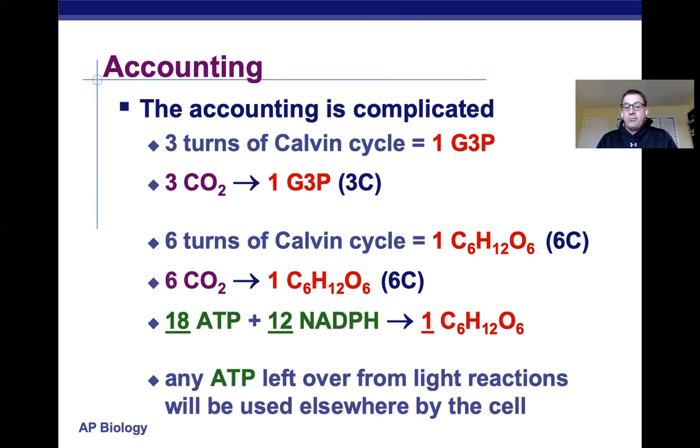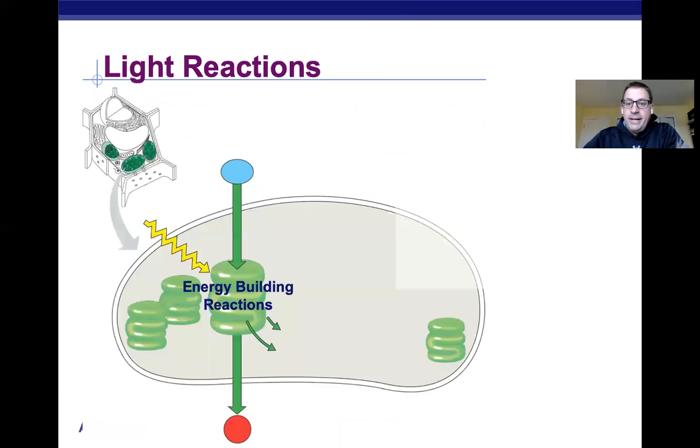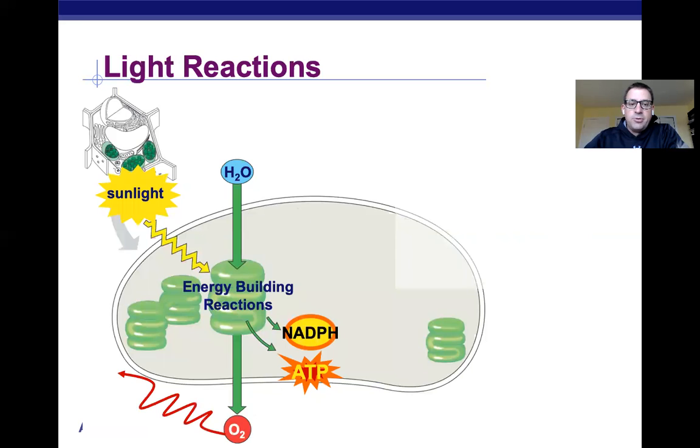Any ATP that's left over from the light reactions, by the way, you might be like, well, the light reactions seem like they'd be making a lot of ATP since light's constantly hitting the leaves of the plant. That's true. If there's any ATP that's left over from those light reactions, it can be used elsewhere by the cell.